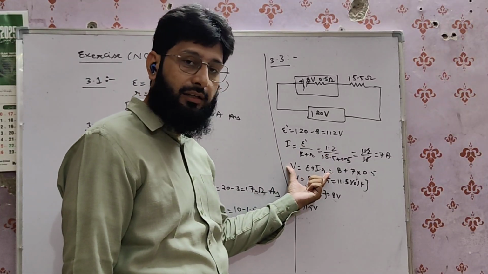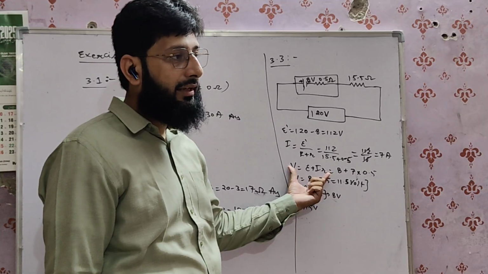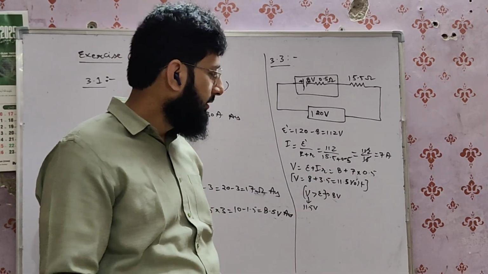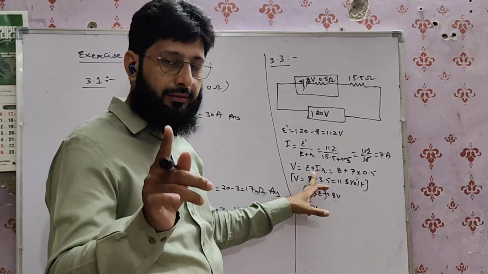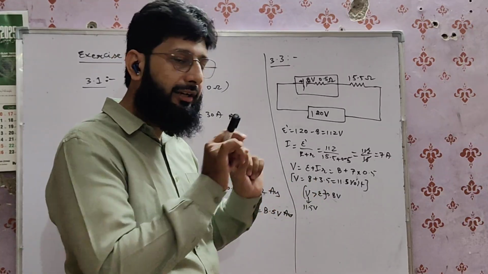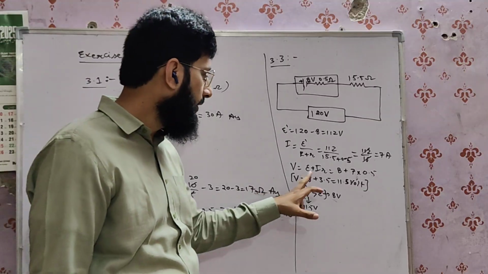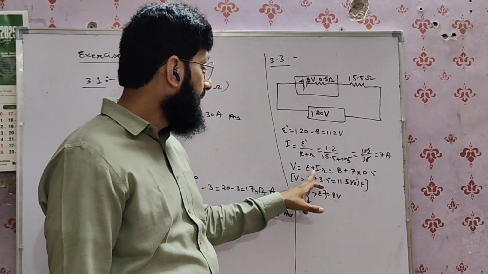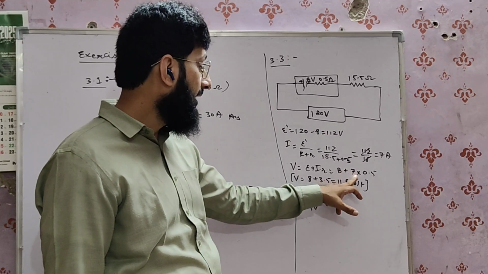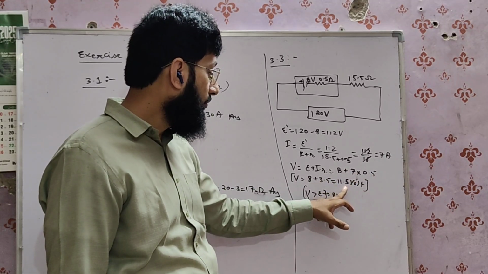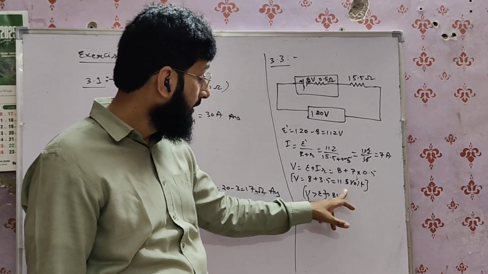So this formula you have to remember: when the cell is being charged, no minus sign, a plus sign, because current is given to the cell, not taken from the cell. As per the NCERT, you have to put plus here. And what is the EMF of the cell? 8 volt, current is 7, small r 0.5. You solve, you will get 11.5 volt.